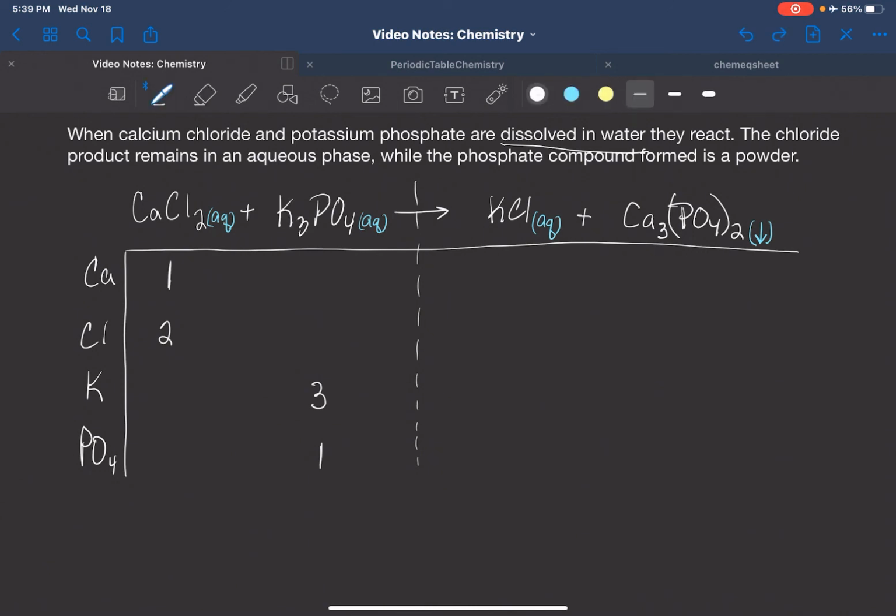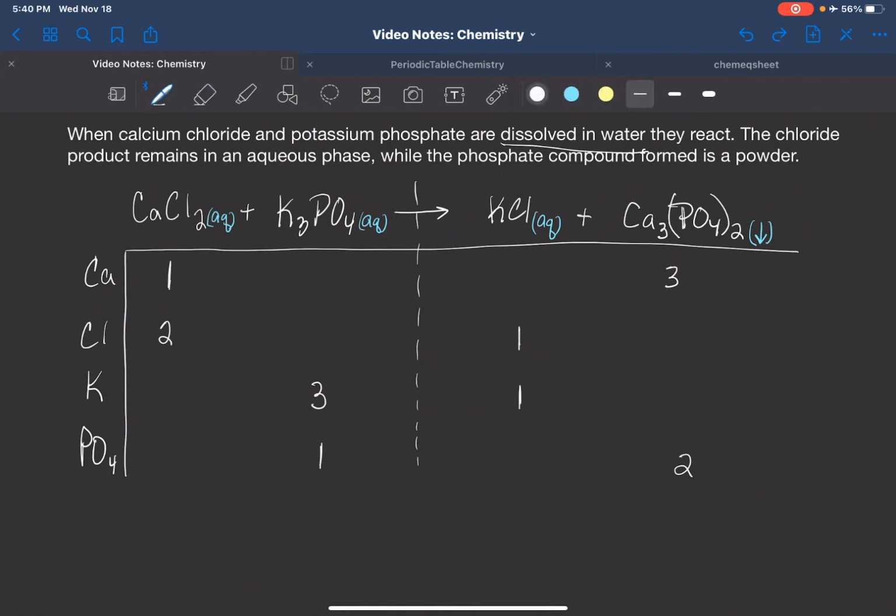All right. Now I'll go to the product side, and potassium chloride, there's 1 potassium and there's 1 chlorine in there, right? 1 chloride ion on that. And then we come over here and we see that there are 3 calciums in this, and there are 2 phosphates in that compound. Again, you need to be able to see that there's 2 phosphates there, all right, and 3 calciums.